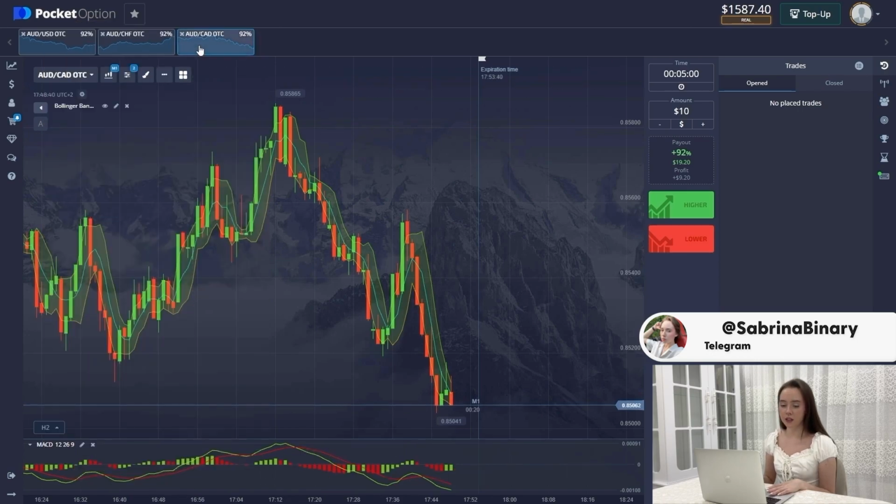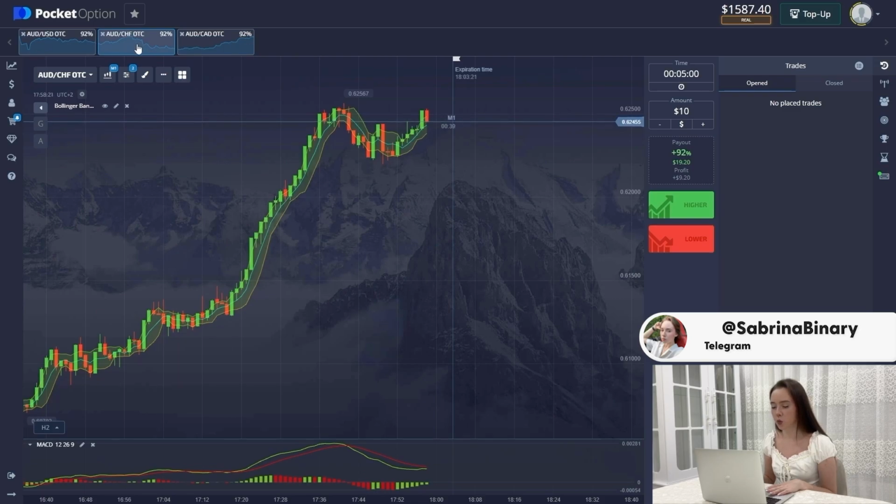And the first deal is closed in plus, and we will not waste time and go straight to the next currency pair.